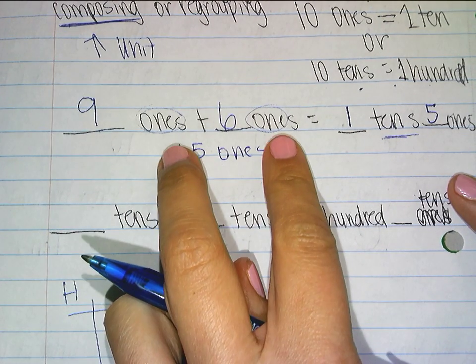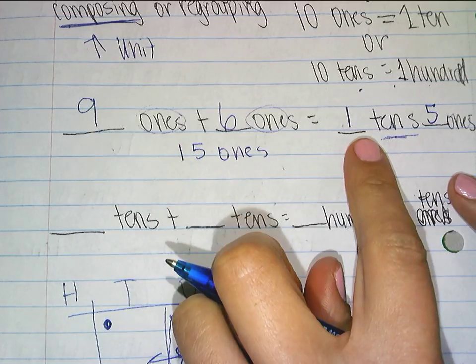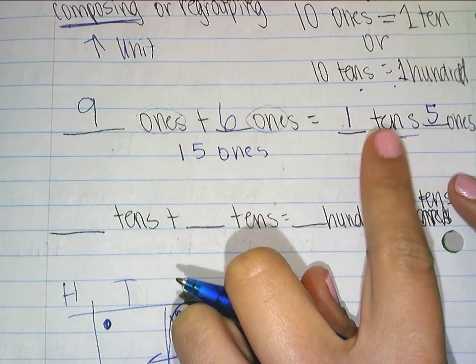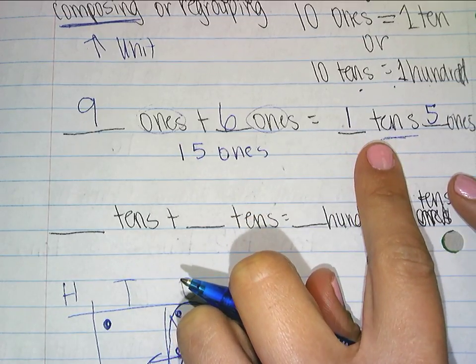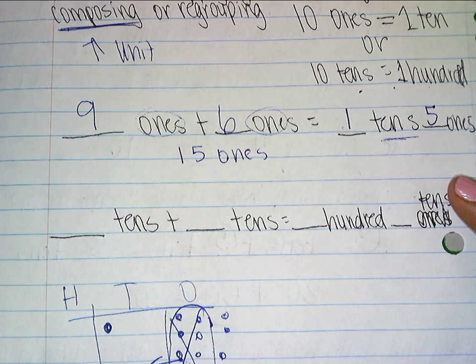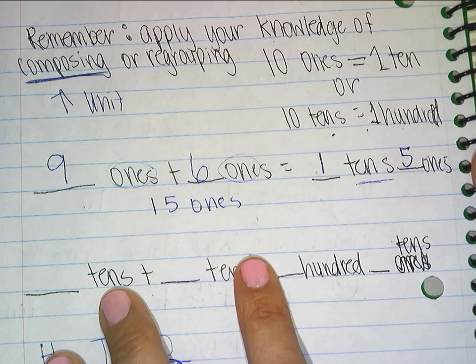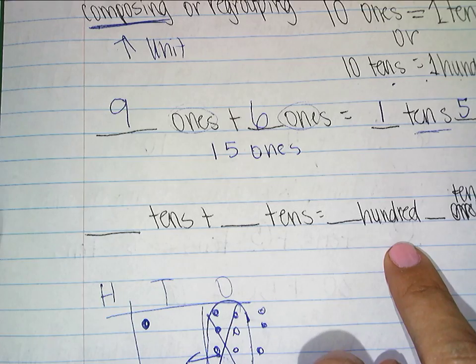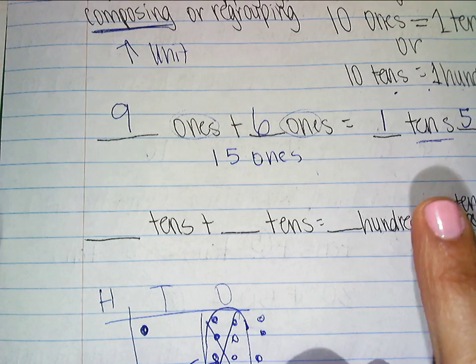When you only have ones, you compose on that place value chart so that you can include that group of 10 or that higher unit. Let's do it with tens and then using that higher unit of hundreds in your answer.